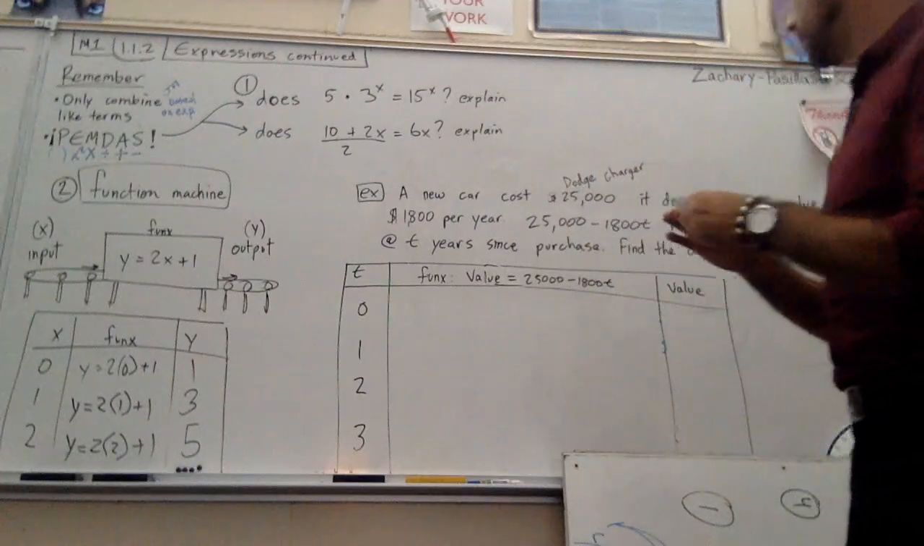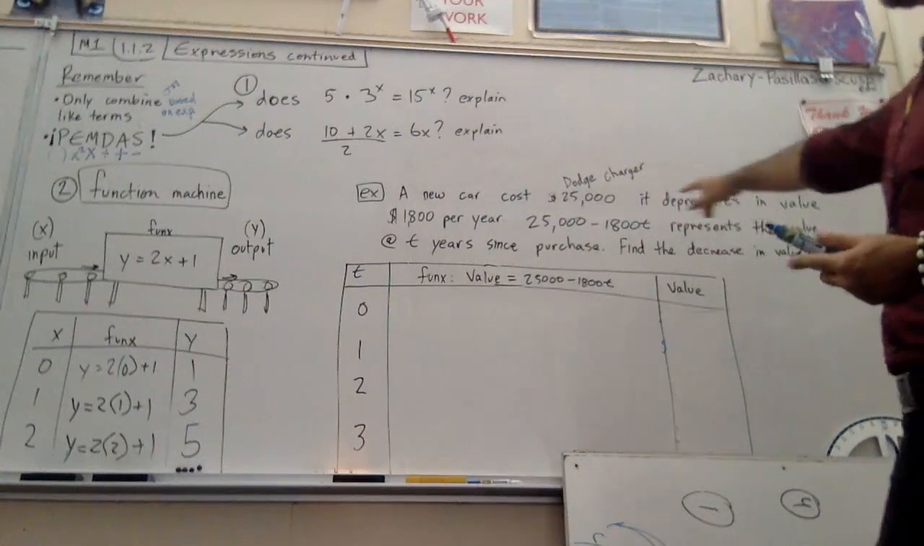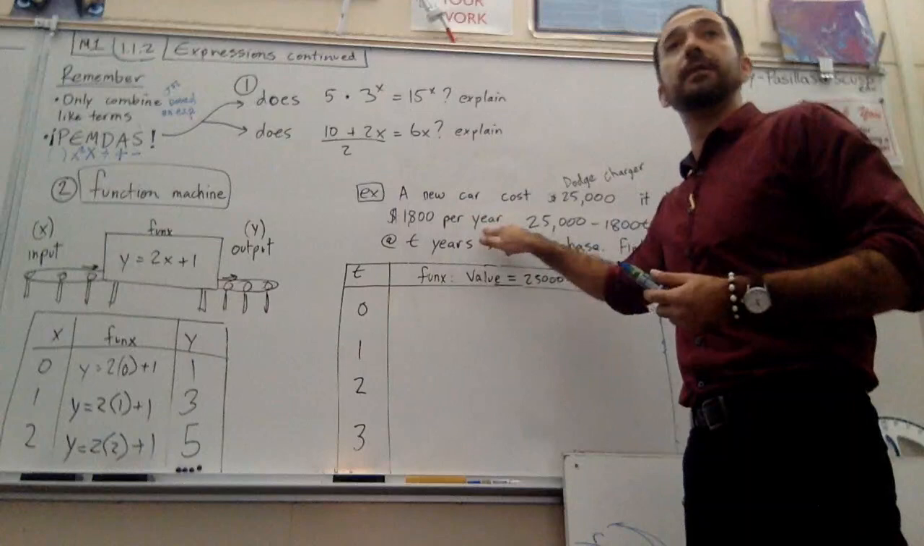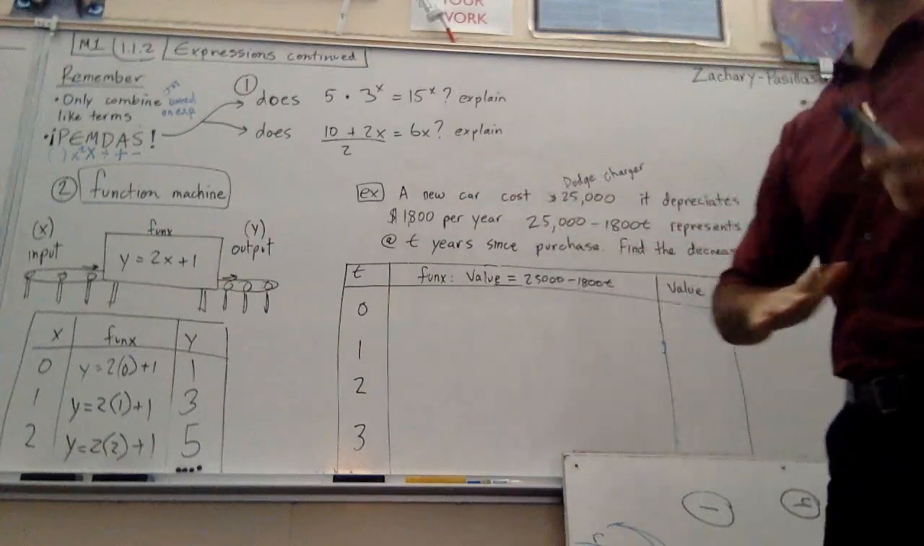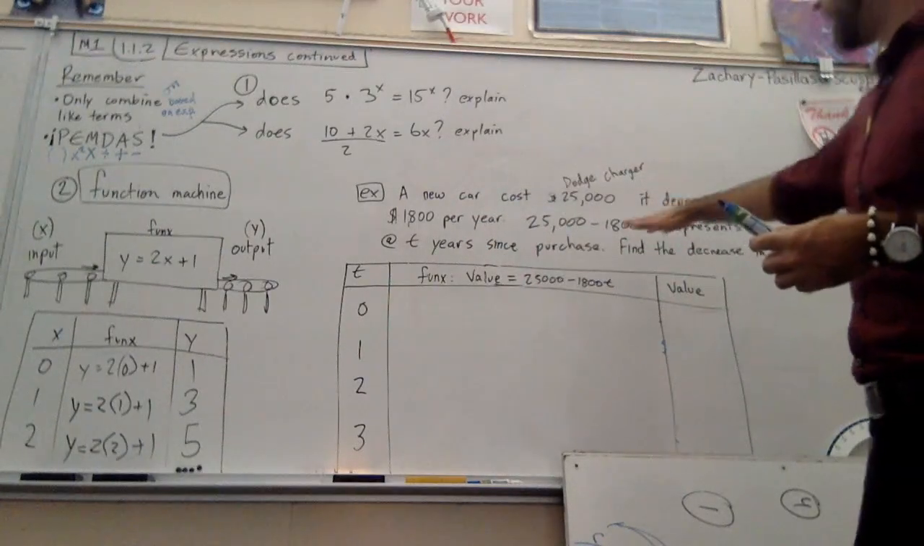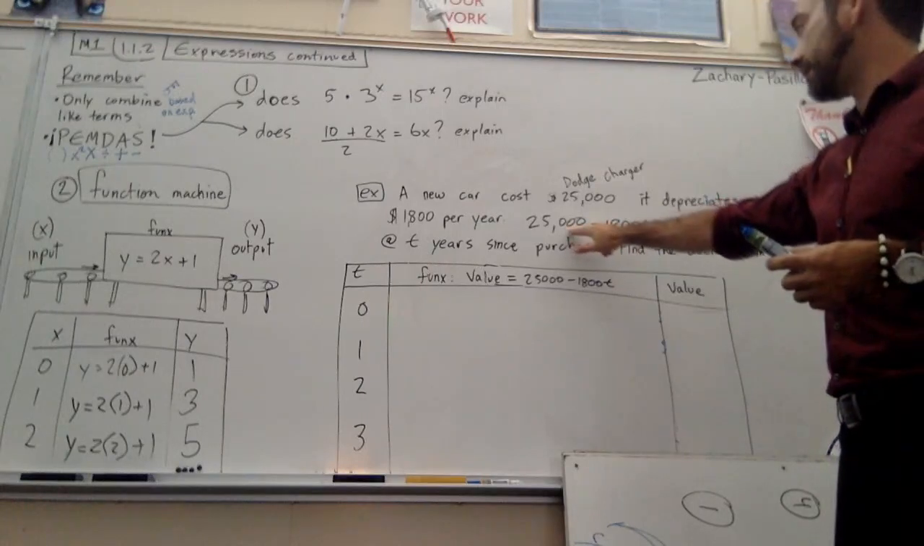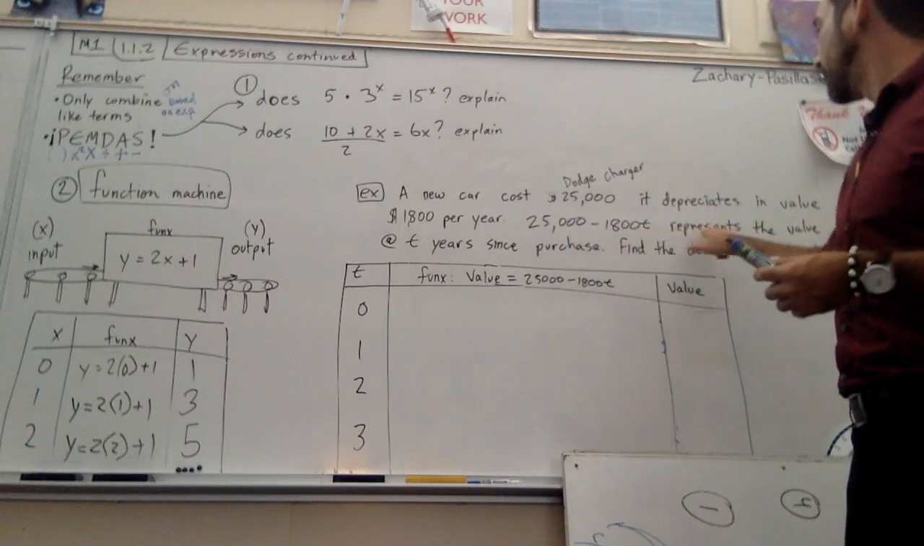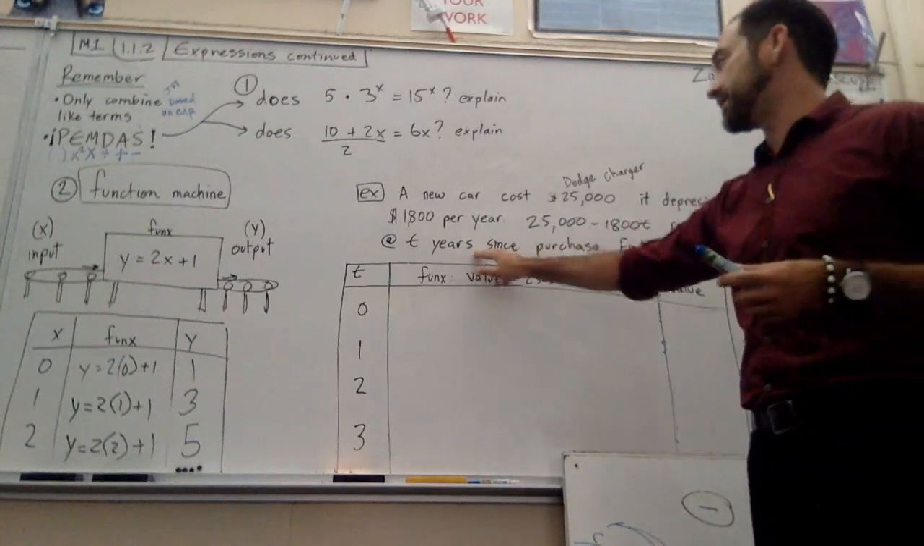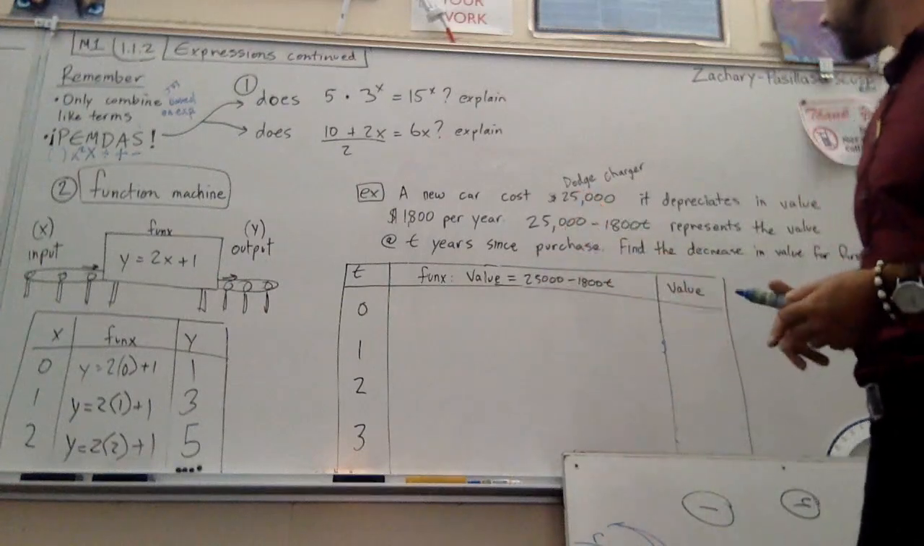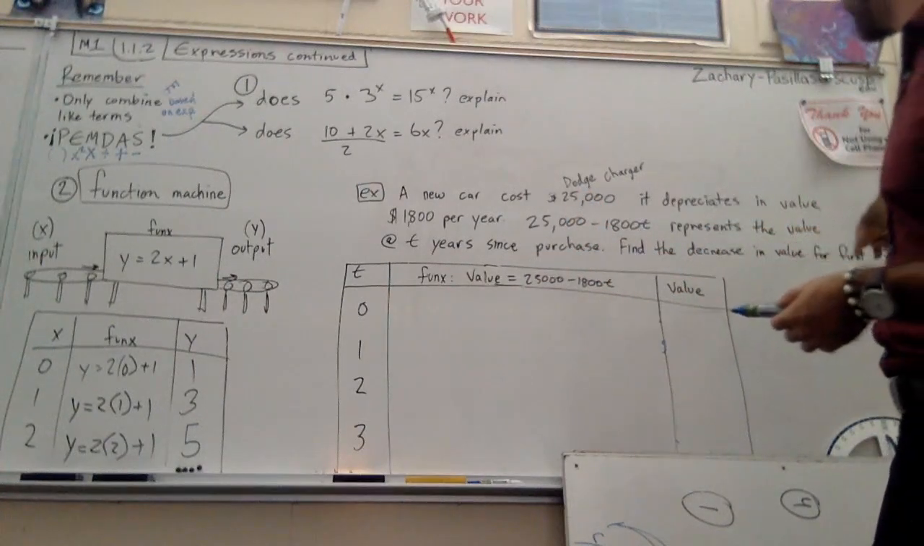All right, new car costs $25,000. It depreciates in value. How much? $1,800 per year. After the first year, it's worth $1,800 less. Okay, here is the equation. 25,000 minus 1,800t represents the value at t years since you bought it. Makes sense. Find the decrease in value for the first 3 years.